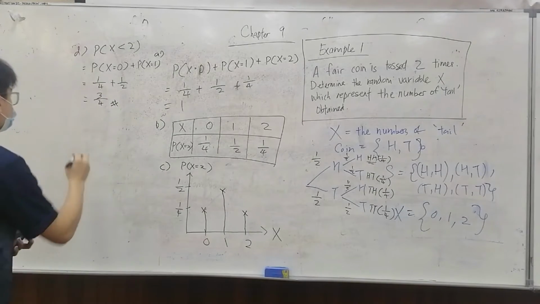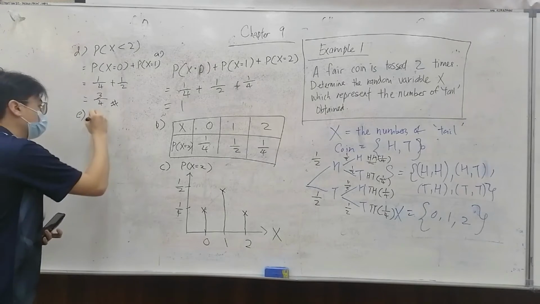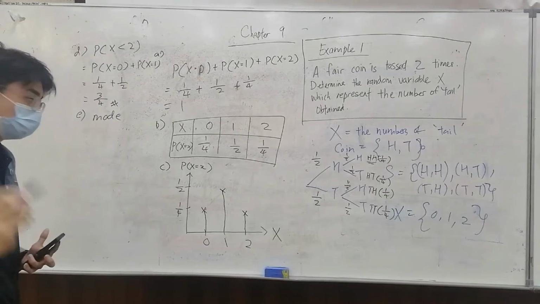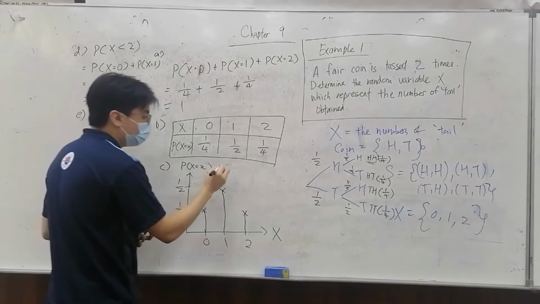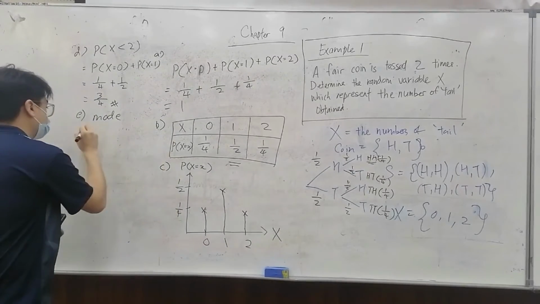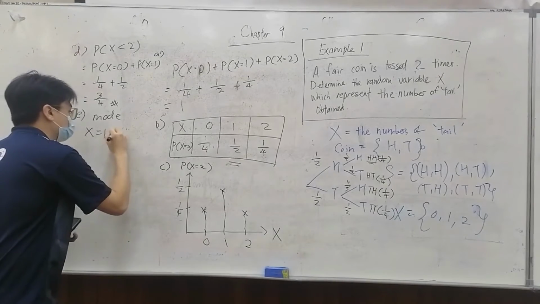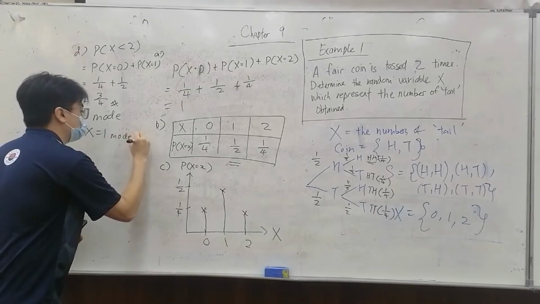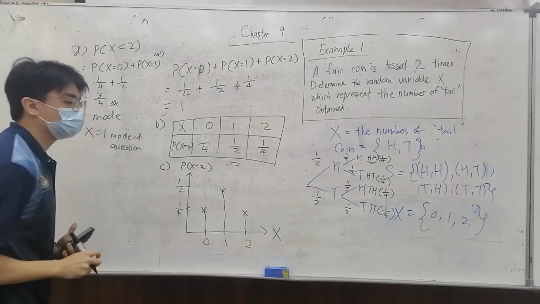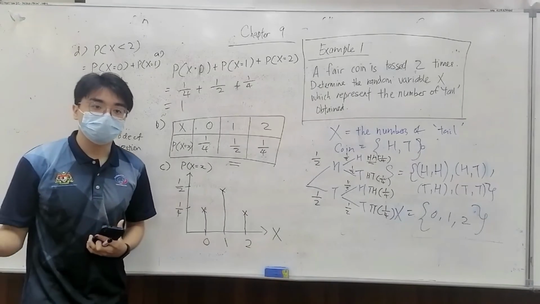Okay, one type of question will ask you to find the mode. How do we find the mode? The mode is the x value with the highest probability. So as we can see, x equals 1 is the mode of this question. Okay, that's all from my part, and now we will proceed to the next power leader.